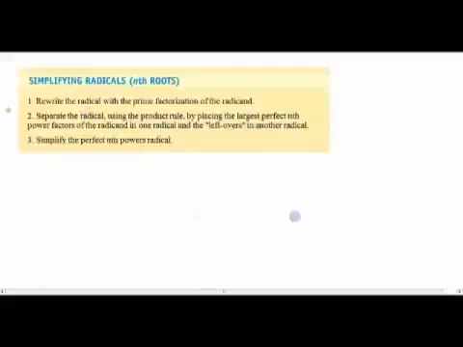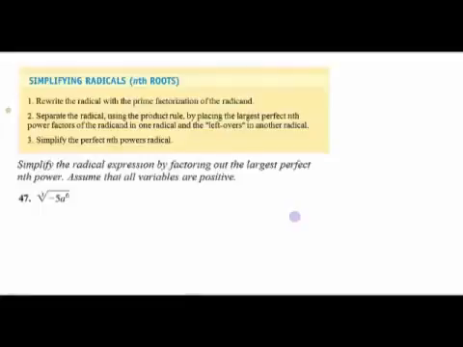Now simplifying radicals in nth roots. First, we want to rewrite the radical with prime factorization of the radicand. Then we'll separate the radical using the product rule by placing the largest perfect nth powers of the radicand in one radical and the leftovers in the other radical. Then we'll simplify the perfect nth powers radical.